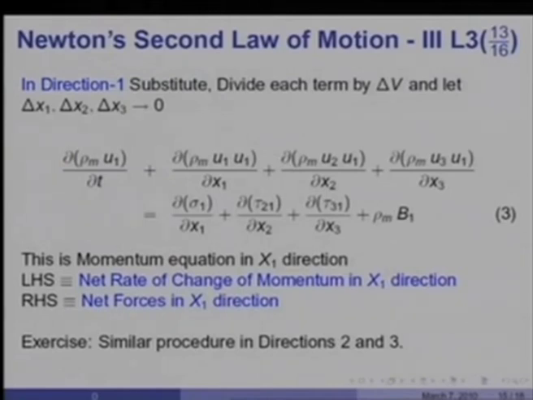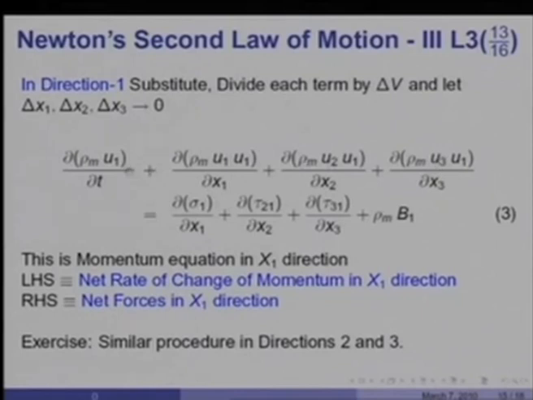So, if we substitute these mathematical terms into the statement of Newton's second law, and we divide each term by volume delta V and let delta x1, delta x2, delta x3 go to 0, then it is not very difficult to show that d rho m u1 by dt plus d rho m u1 u1 by dx1 plus d rho m u2 u1 by dx2 plus d rho m u3 u1 by dx3 would simply equal d sigma 1 by dx1 plus d tau 21 by dx2 plus d tau 31 by dx3 plus rho m B1. This would be the momentum equation in direction x1.